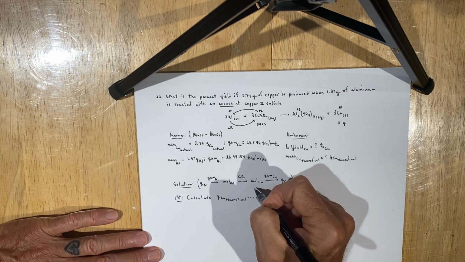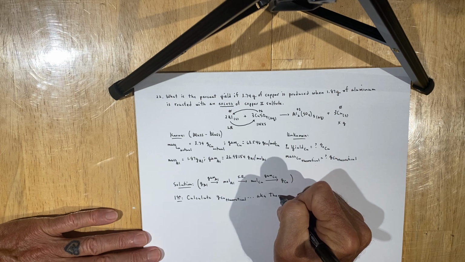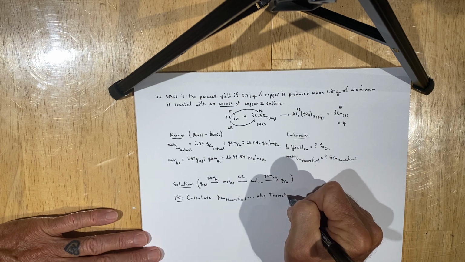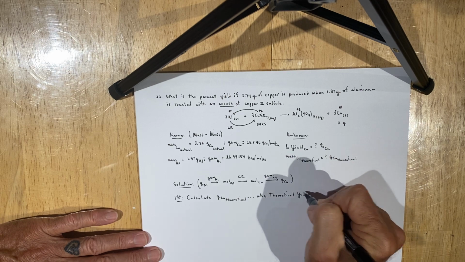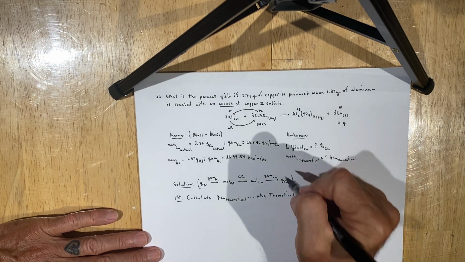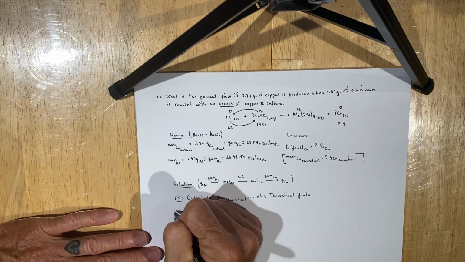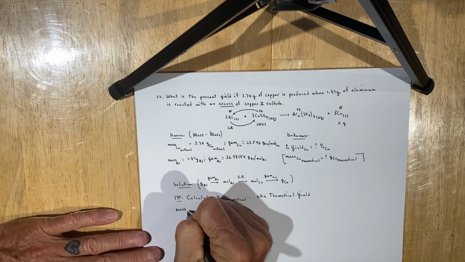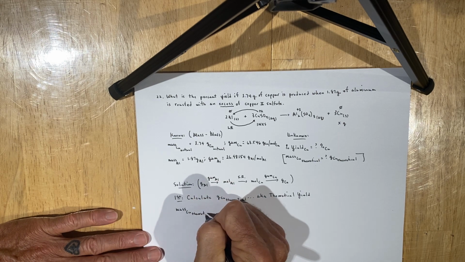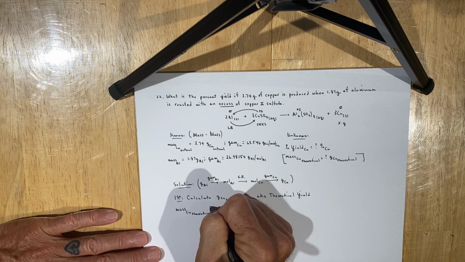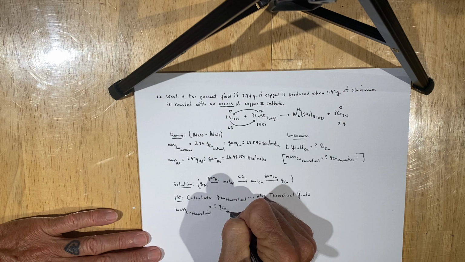This is also known as our theoretical yield. Okay, so we're going to take this from our unknown section and we're going to look for the mass of copper theoretical, in some units of grams of copper theoretical.